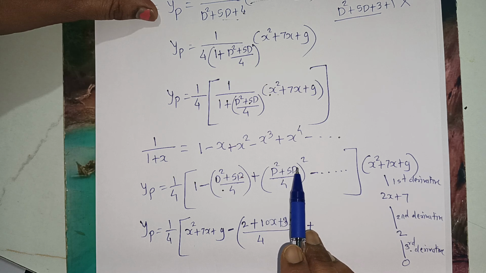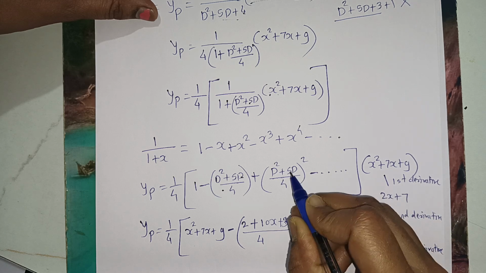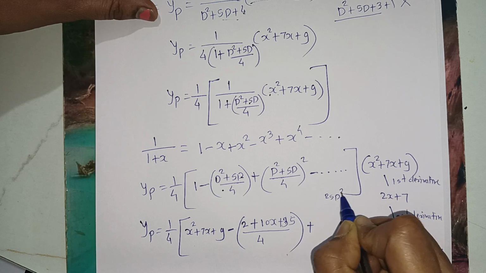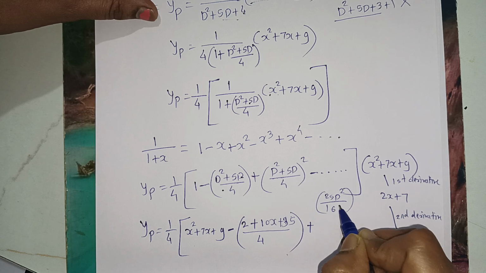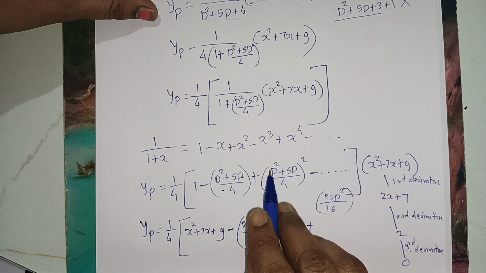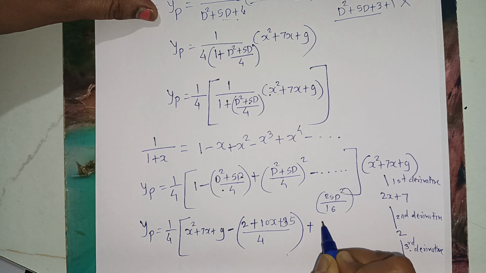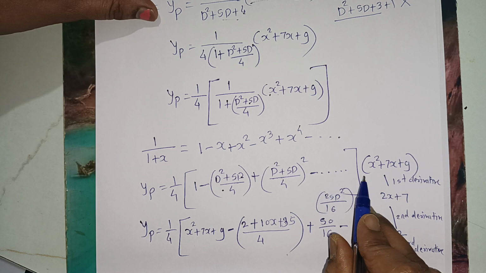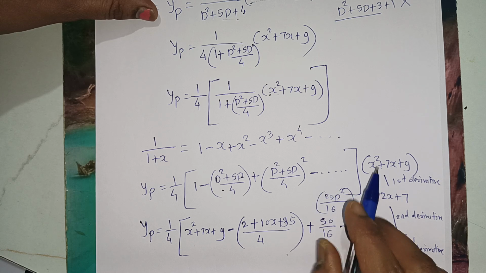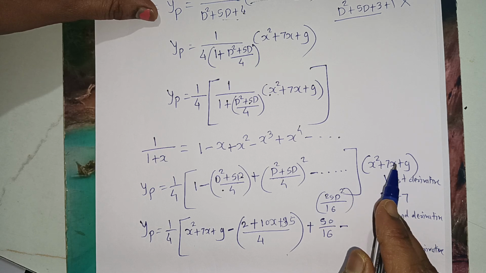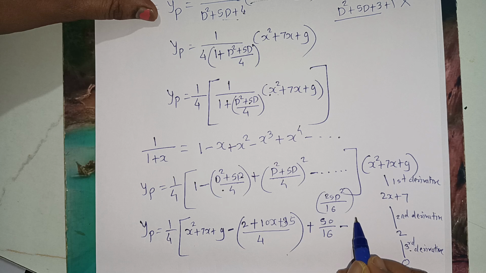So the square of 5d by 4 will be 25d square by 16. Only this term will be non-zero for this bracket. So 25d square, that is 25 times the second order derivative, which is 2, so 50 by 16. This is the last term you have. All further derivatives are higher order derivatives, and this has only the second order derivative non-zero. All further derivatives are 0, so we are not collecting further derivatives.